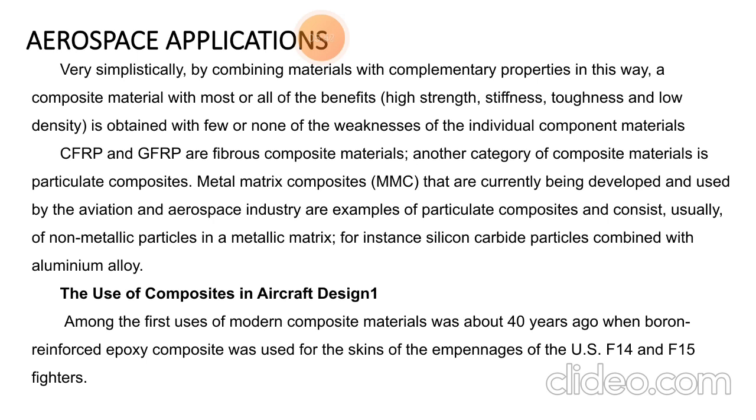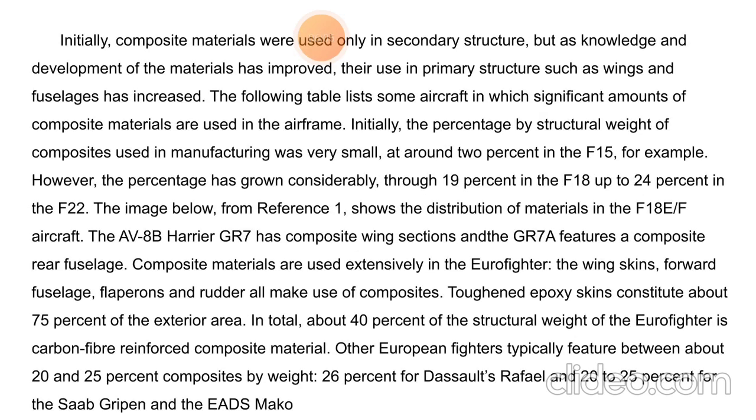The use of composites in aircraft design: among the first uses, 40 years ago, boron reinforced epoxy composites were used in the skin. Initially, composite materials were used only in secondary structures, but knowledge and development of the materials have improved. Initially the percentage of structure weight in composites was very small, 2% in the F-15, for example, and in some aircraft up to 90%. The reference shows the distribution of materials in aircraft, and the AV-8B Harrier GR7 has composite wing sections.